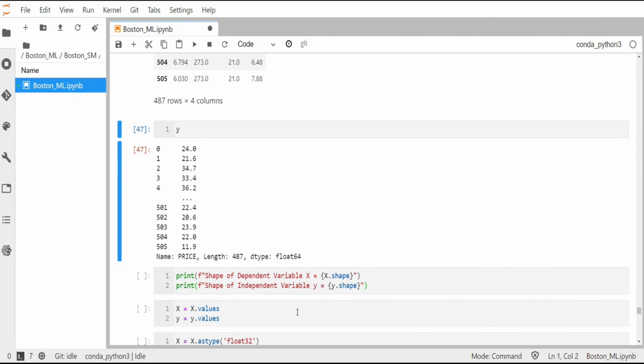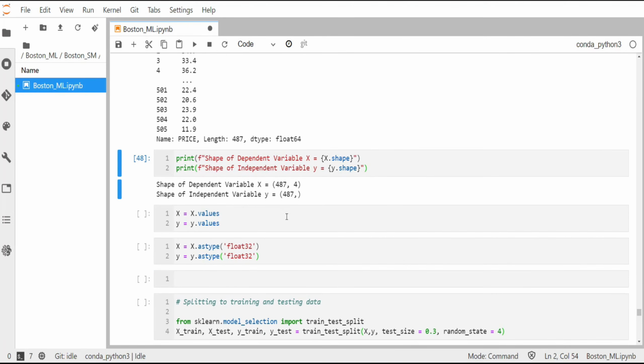Let me also print the shape of x and y. Next, using the dot values method to convert it to an array and then changing the data type to float32, as SageMaker needs this data type to process the data and train the model.